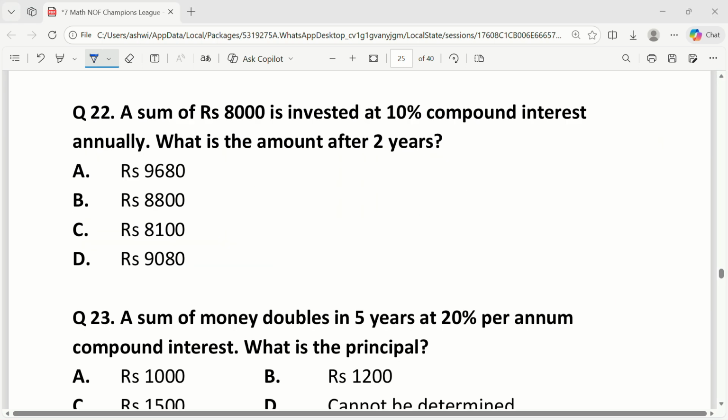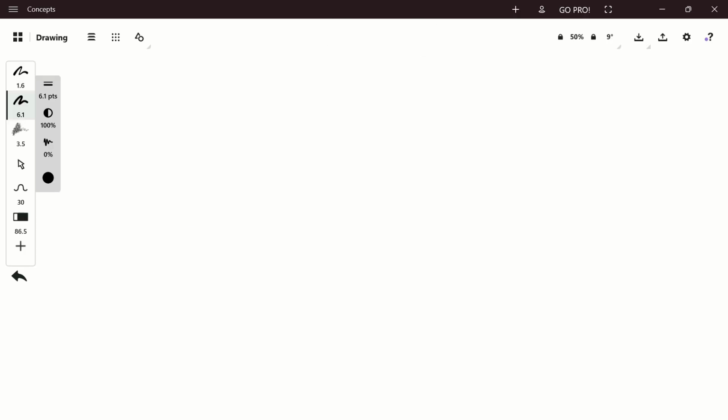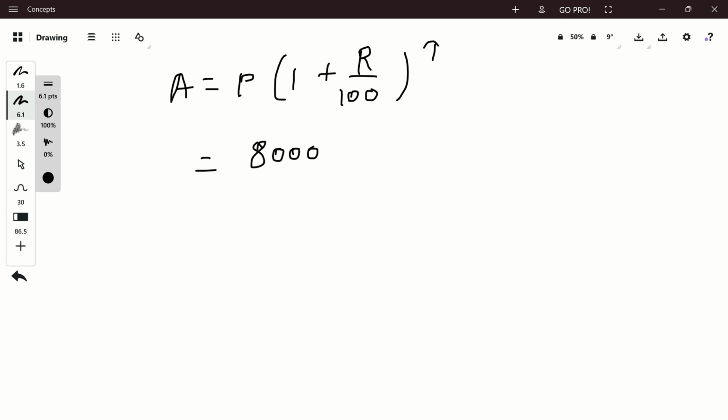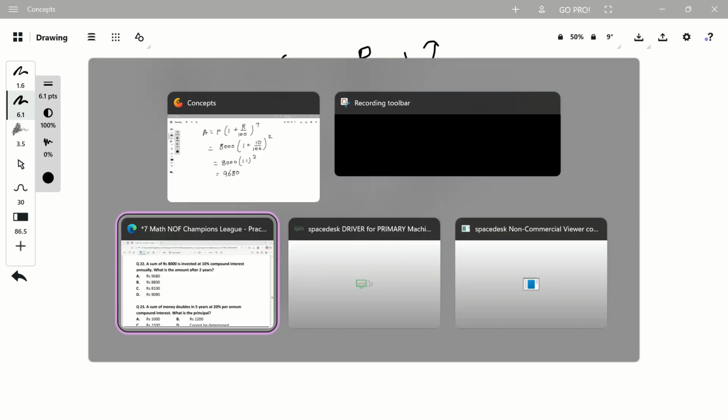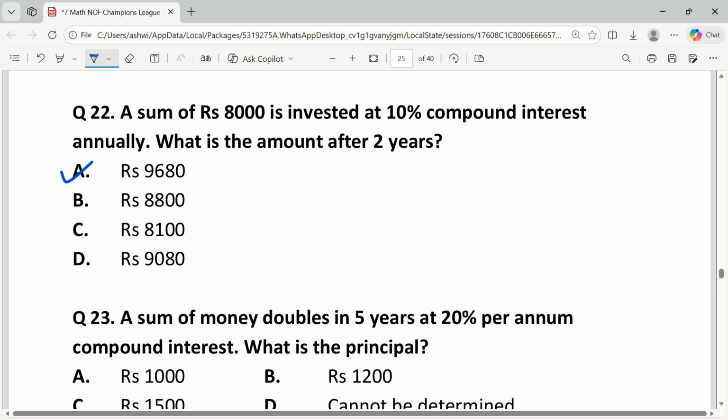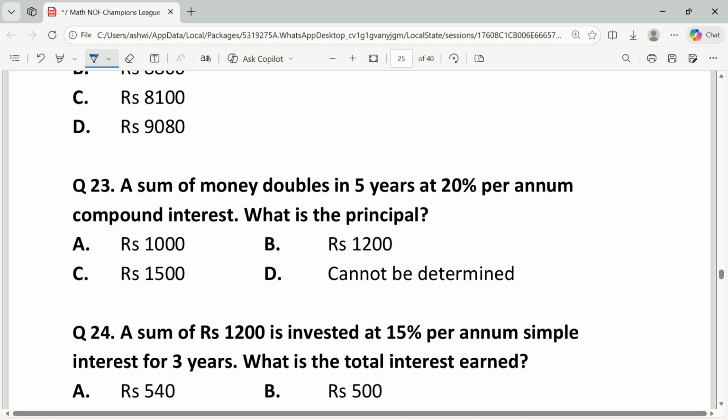Question 22. A sum of rupees 8,000 was invested at 10% compound interest annually. What is the amount after 2 years? The formula for the amount with compound interest is A equal to P into 1 plus R upon 100 to the power T, where P is the principal, R is the rate and T is the time. Substituting the given values, we have 8,000 into 1 plus 10 upon 100 to the power 2. That is 8,000 into 1.1 to the power 2, which is equal to 9,680. Comparing with the given options, the answer is A, rupees 9,680.